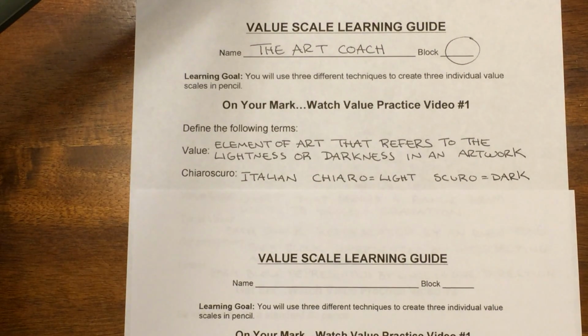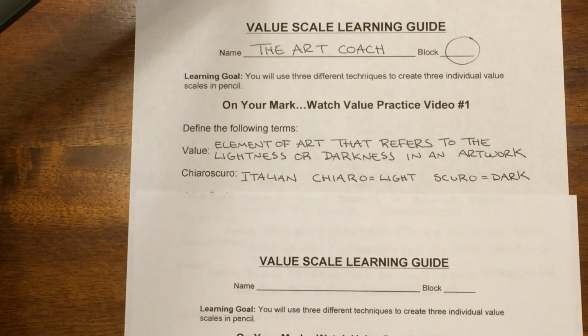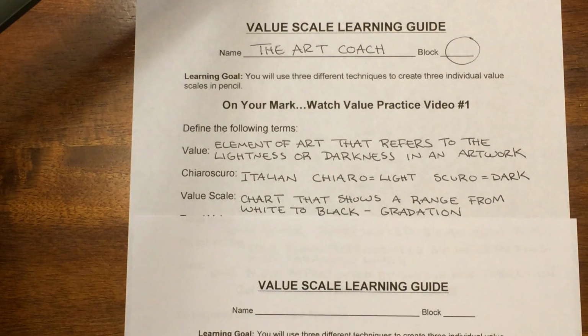Now, we're going to be creating a value scale. A value scale is a chart that shows a range from white to black, and these will vary in how many steps are in between, but it always does it in a gradation. It's a gradual change from white to black.